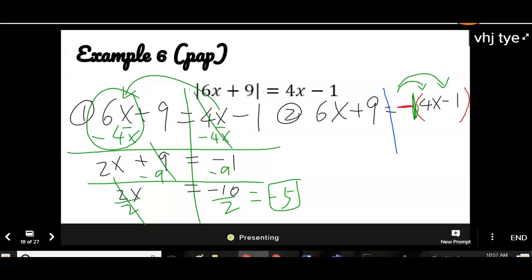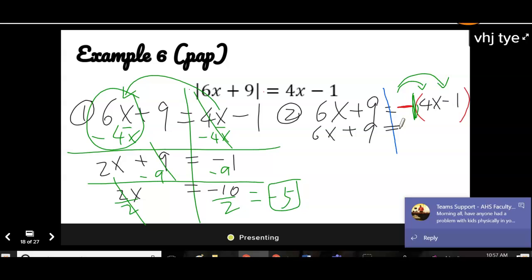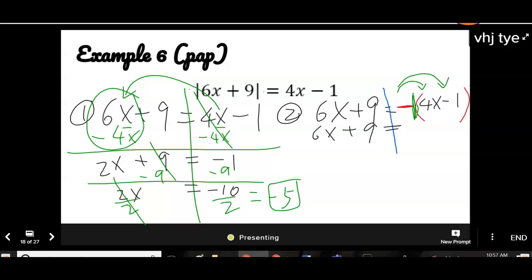Let's see what we have. Left side you haven't touched it, copy it down. Right side, negative 1 times 4x. Number times number. Negative 1 times 4 is negative 4. And only 1x. Second multiplication, negative 1 times negative 1 gives you positive 1. Okay. And now you can keep solving it.